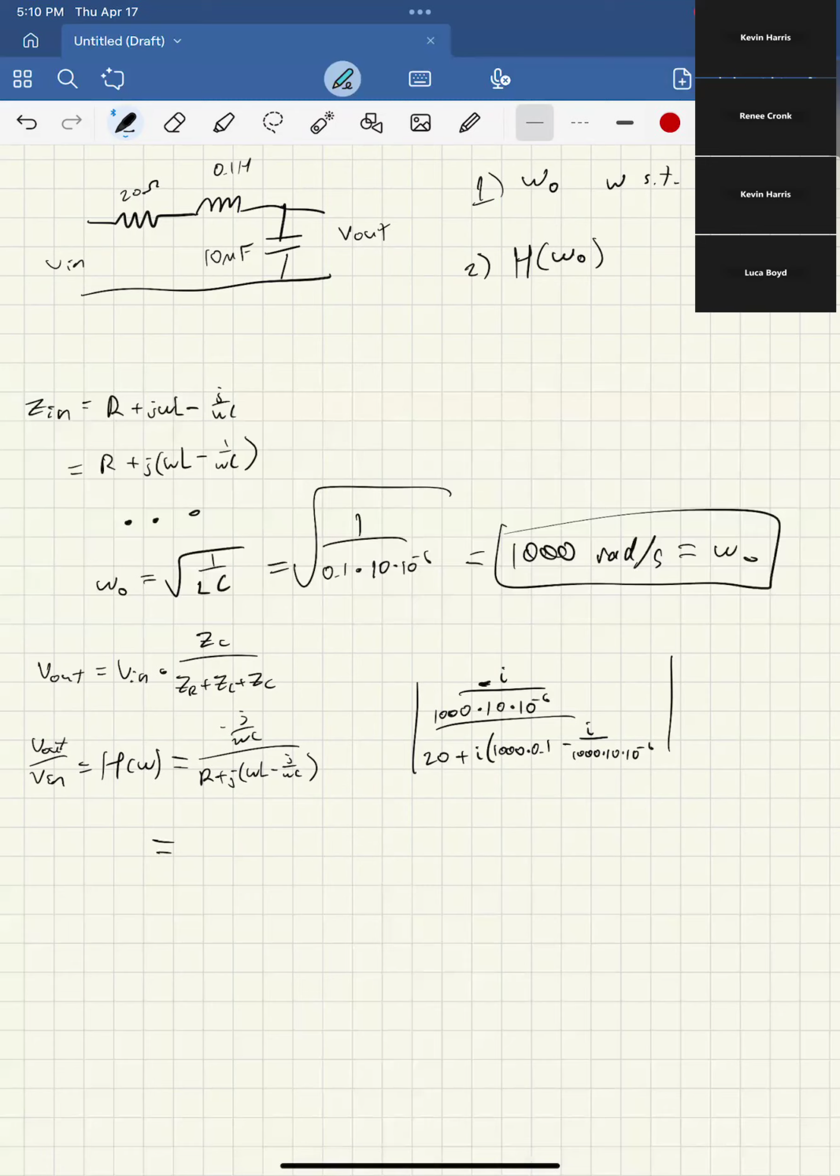However, you can also simplify it nicely. If we want to find the magnitude of this, then we get the magnitude of the top over the magnitude of the bottom.